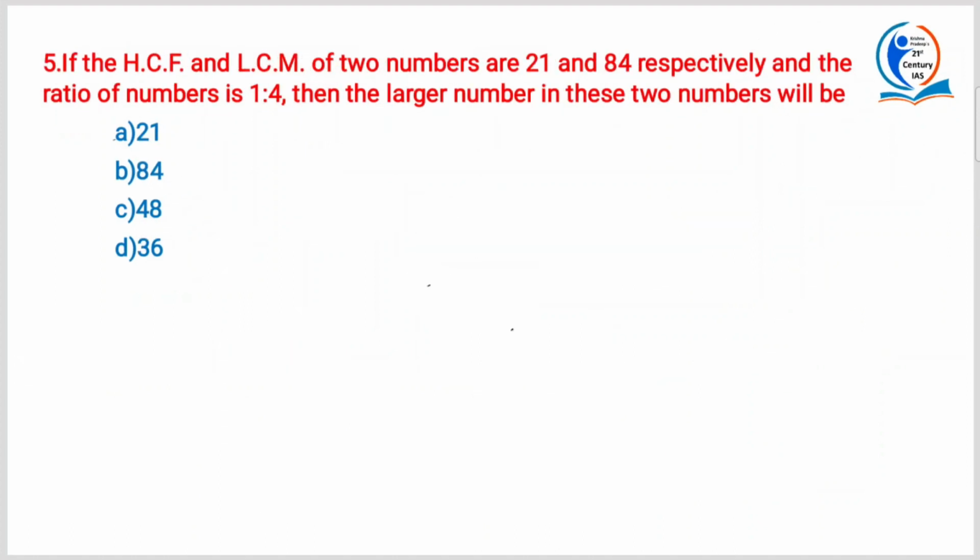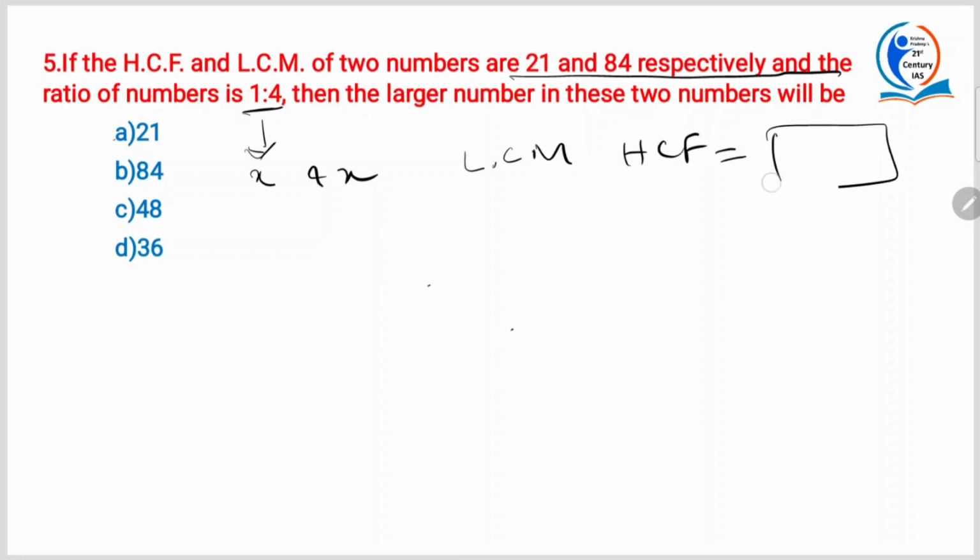If the HCF and LCM of two numbers is 21 and 84 respectively, and the ratio of the numbers is 1:4, then the larger of these two numbers will be. See, the numbers are in the ratio 1:4, so the numbers would be x and 4x, and LCM and HCF are given. You have to understand one thing, LCM into HCF of two numbers is equal to the product of the numbers.